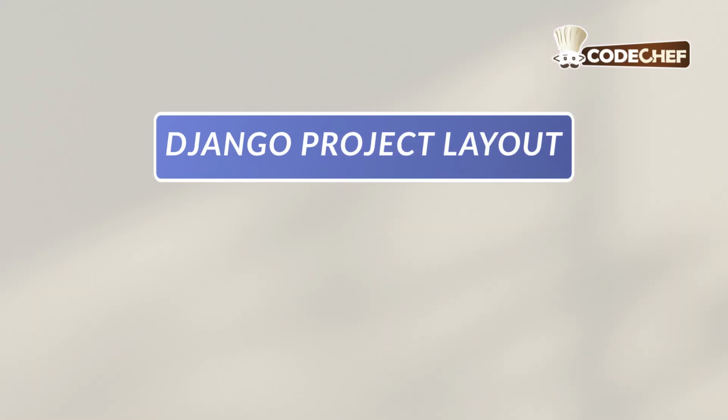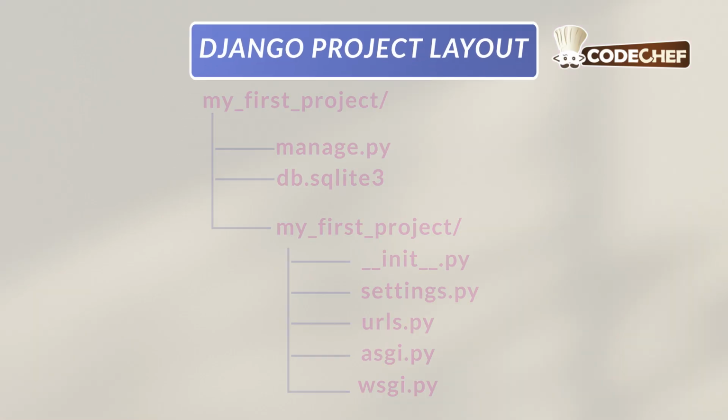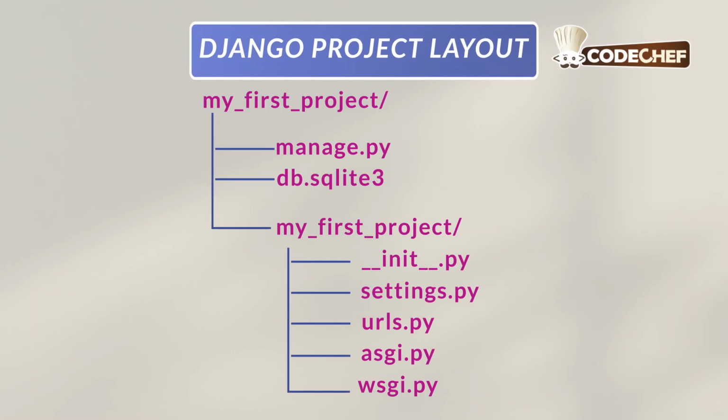So let us now look at the Django project layout. When you create a new Django project, Django automatically creates a structured folder layout for you. This structure keeps your project organized and helps separate configuration files from your main code. Here is an example of the project layout, the structure that Django automatically creates for you when you start a new Django project. Here, as you can see, the outer directory in this example is called My First Project.